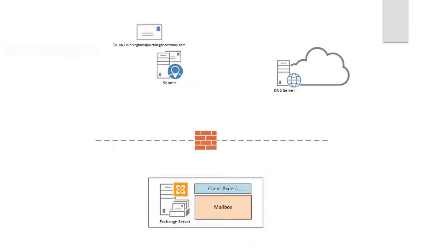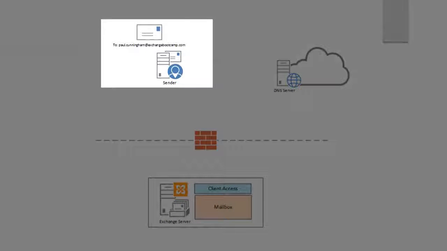So let's have a look at a very simplified example of how the domain name and DNS and also the firewall comes into play when it comes to getting mail from the outside world, from the internet to your Exchange 2013 server. So let's say that we have a sender out on the internet who is trying to send a mail to paul.cunningham@exchangebootcamp.com.